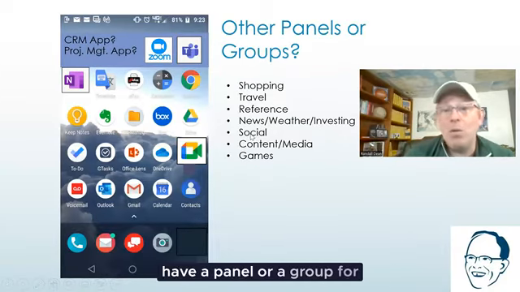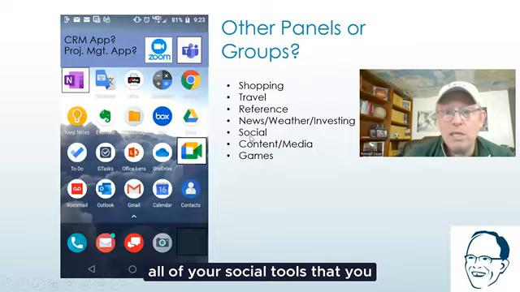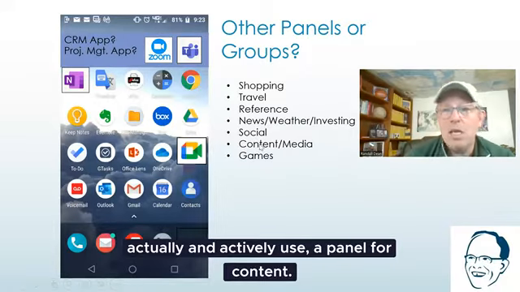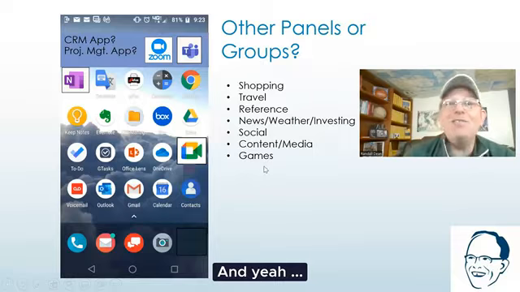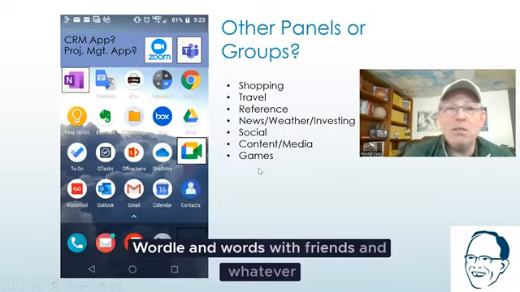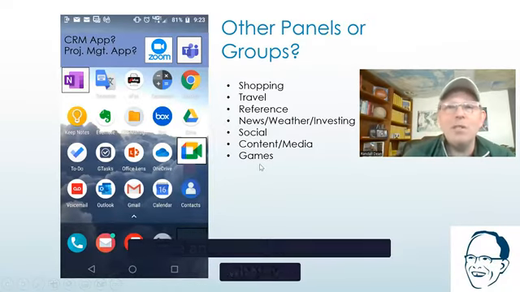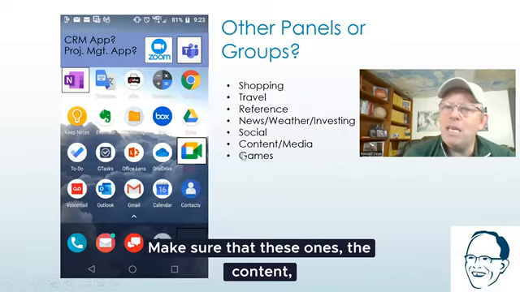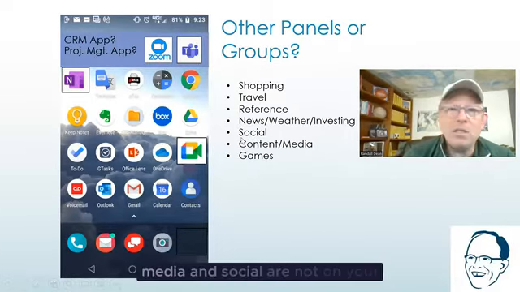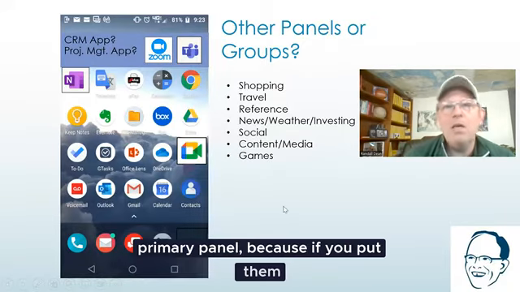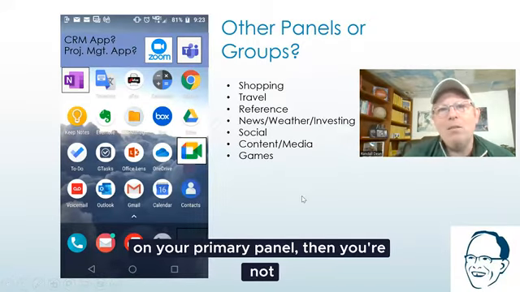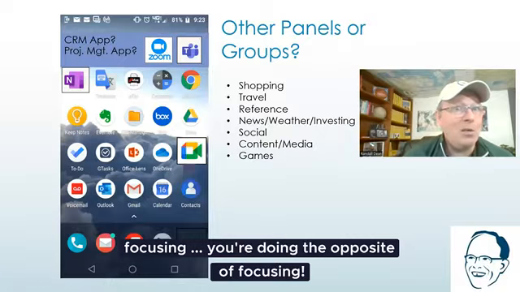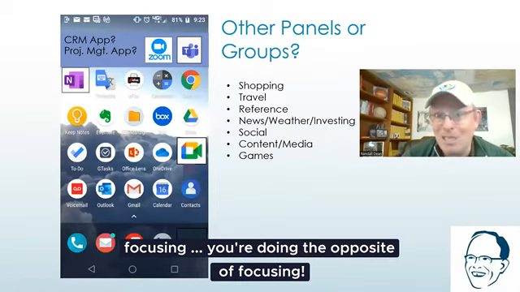You could have a panel or a group for all of your social tools that you actually and actively use. Panel for content media. Yeah, you can have games, sure. Put a Wordle and Words with Friends and whatever else it is that you like. You could have a panel or group for that. Just make sure that these ones, the content, media, and social, are not on your primary panel, because if you put them on your primary panel, then you're not focusing. You're doing the opposite of focusing.